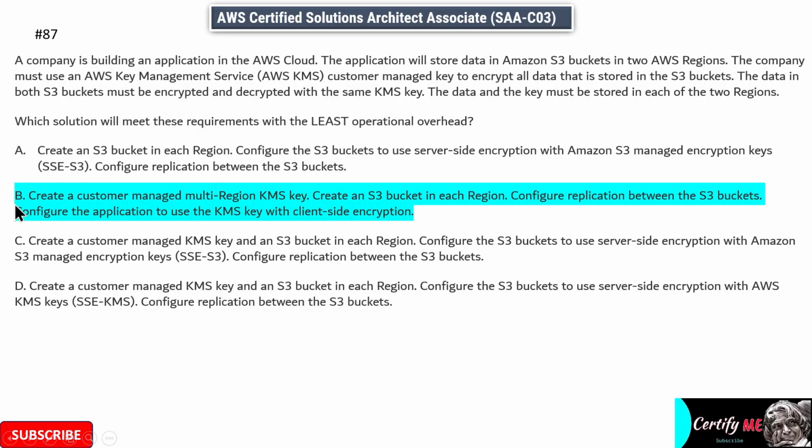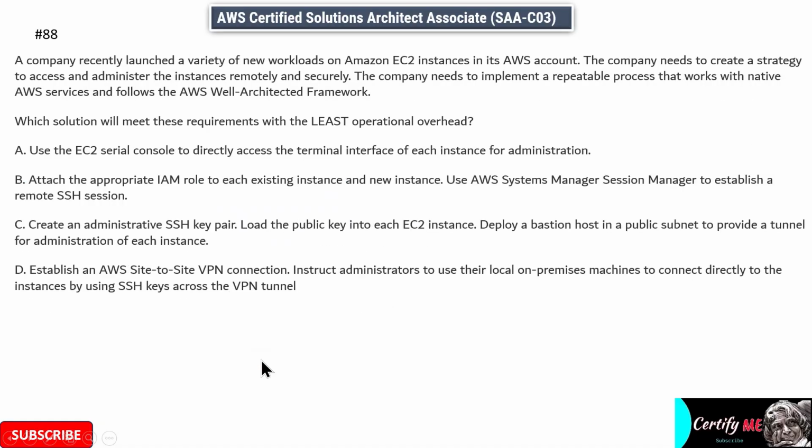The correct answer is option B. Create a customer managed multi-Region KMS key, create an S3 bucket in each Region, configure replication between the S3 buckets, and configure the application to use the KMS key with client-side encryption. Next question.